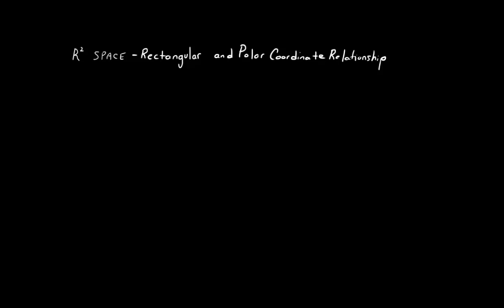Before we kick off the official lesson, let's review something you should have learned last year in AP Calculus. We talked about rectangular and polar coordinates in R2 space. Now, R2 space is just the Cartesian plane. So we could take any point in a Cartesian plane, let's call it (x, y), and we can convert that to the polar system, which would be (r, theta).